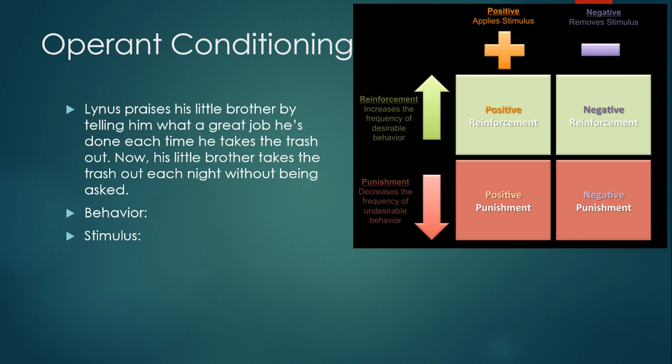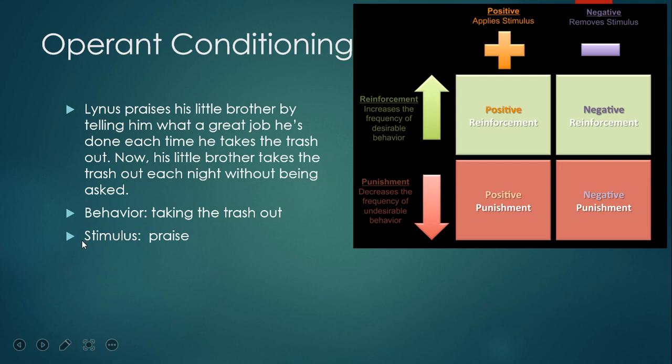Next scenario. Linus praises his little brother by telling him what a great job he's done each time he takes the trash out. Now, his little brother takes the trash out each night without being asked. Our behavior here is going to be taking the trash out, and the stimulus is going to be praise from Big Brother Linus. All right, so is this behavior increasing or decreasing? Well, it's more likely to happen, so it's increasing. So boom, we know it's reinforcement.